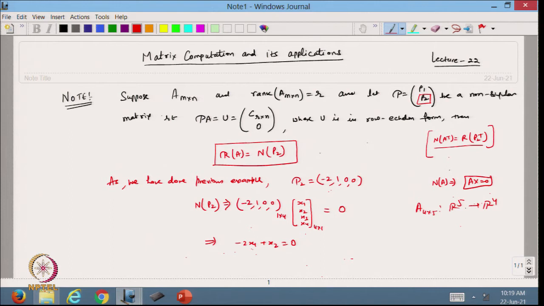Now, this is our equation, equation number 1. From here you can see that x3 and x4 are free variables, because they are multiplied by 0.